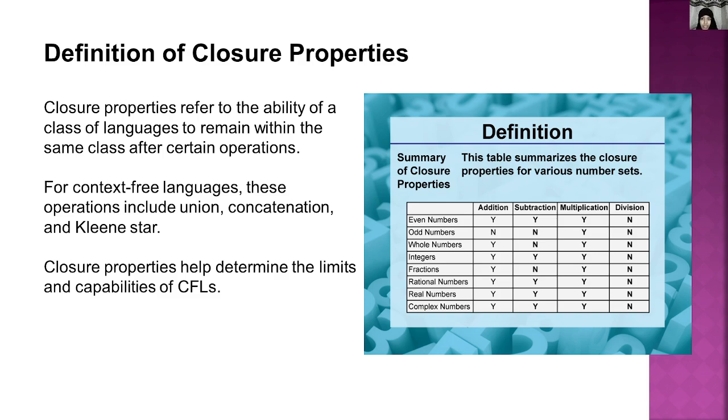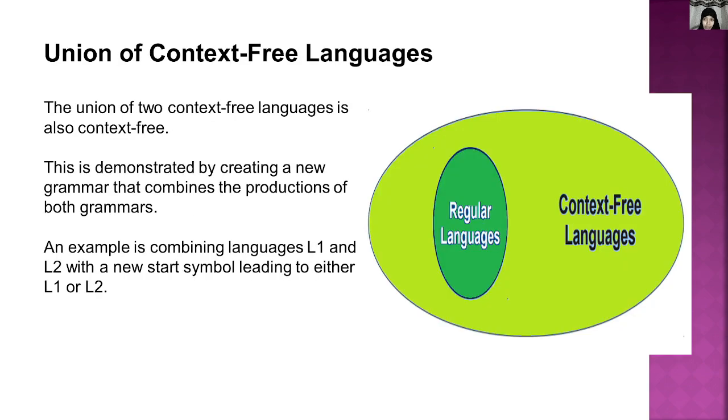Definition of closure properties. Closure properties refers to the ability of a class of languages to remain within the same class after certain operations. For context-free languages, these operations include union, concatenation, and Kleene star. Closure properties help determine the limits and capabilities of context-free languages. Union of context-free languages. The union of two context-free languages is also context-free. This is demonstrated by creating a new grammar that combines the productions of both the grammars. An example is combining languages L1 and L2 with a new start symbol leading to either L1 or L2.